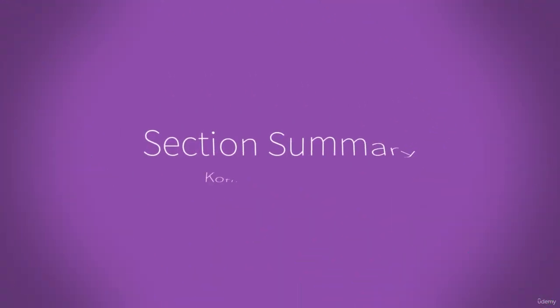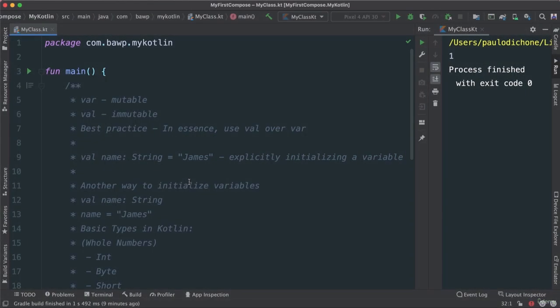So far, we've done a lot in terms of learning about Kotlin. So we went through and learned the very basics: variables, how to create a var, which is a mutable variable, and val, an immutable variable. And we learned that best practice is, in essence, to always use val over var.